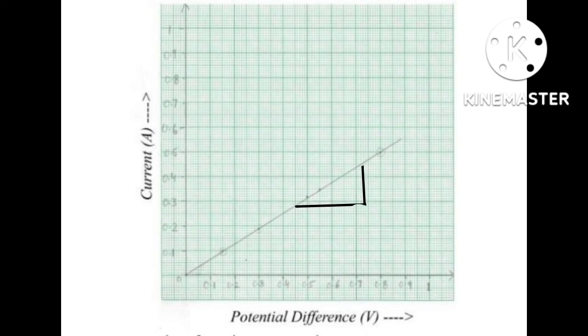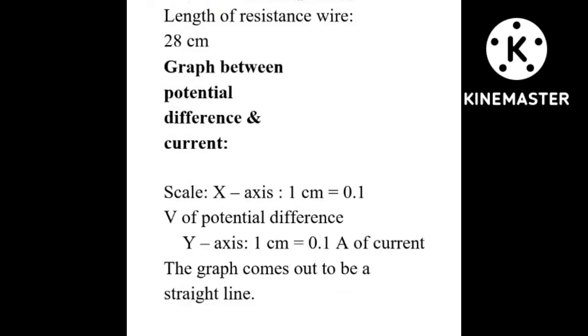Now we can consider a slope here. Then what value we will get? Slope is equal to y by x, right? So I by V we will get. So for getting R, we have to find V by I, so that we can take the reciprocal of that slope. Then we will get the value of resistance. We have to mention the scale also. Here we have taken along x-axis 1 centimeter is equal to 0.1 volt, and along y-axis 1 centimeter is equal to 0.1 milliamperes of current.